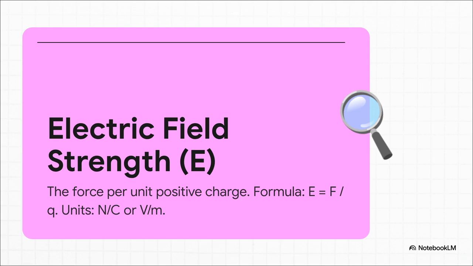The formula is right there. E equals force divided by charge. It tells you how much oomph the field has at any given spot. The units, newtons per coulomb, make perfect sense. Force per charge. You'll also see it written as volts per meter.